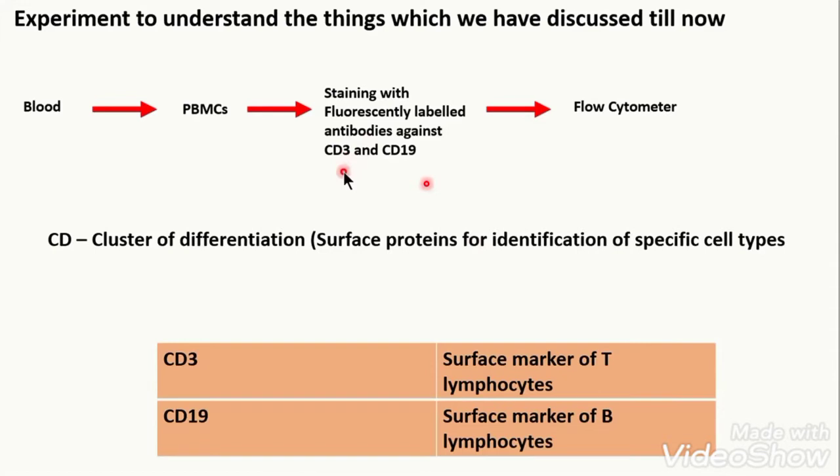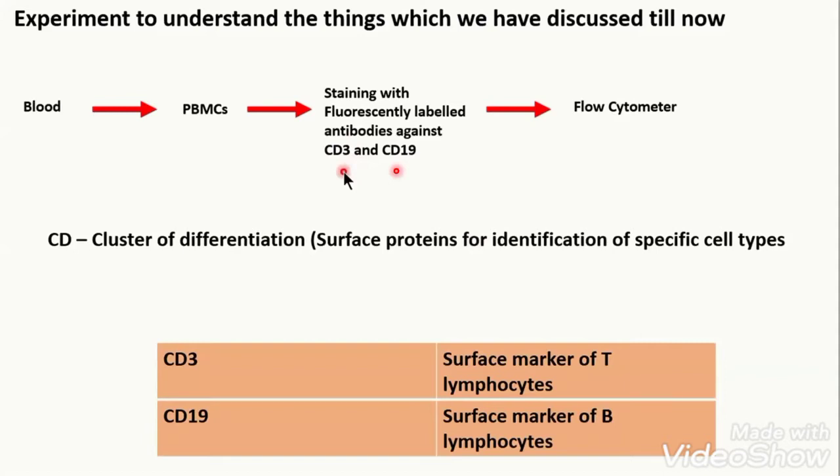So I can say that in PBMCs, if I add the antibodies, fluorescent label antibodies against CD3 protein and against CD19 proteins, the anti-CD3 will be binding to T cells, and antibodies against CD19 will be binding to what? B cells. So whatever fluorescence is used to label the CD3 antibody, that will be given by only T cells, and whatever the fluorescence which is utilized to label CD19 antibody, that will be given mainly by B cells.